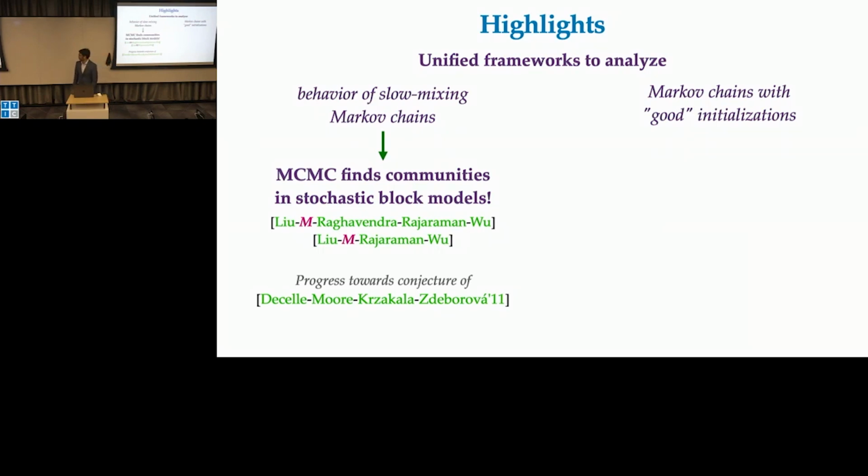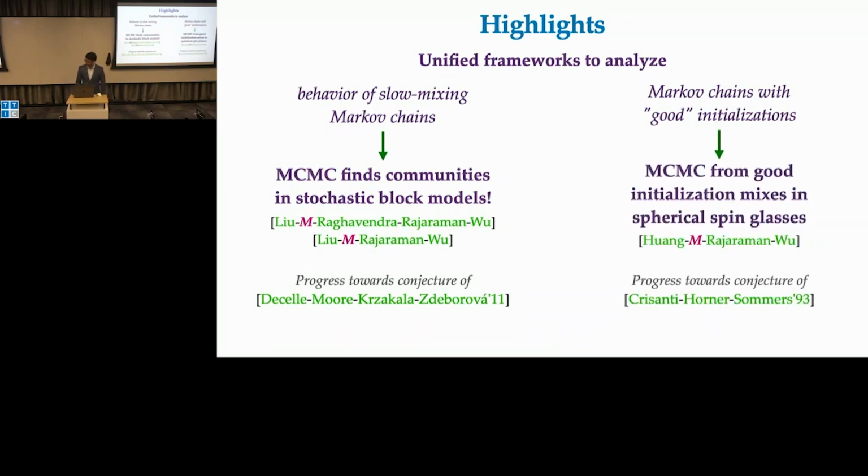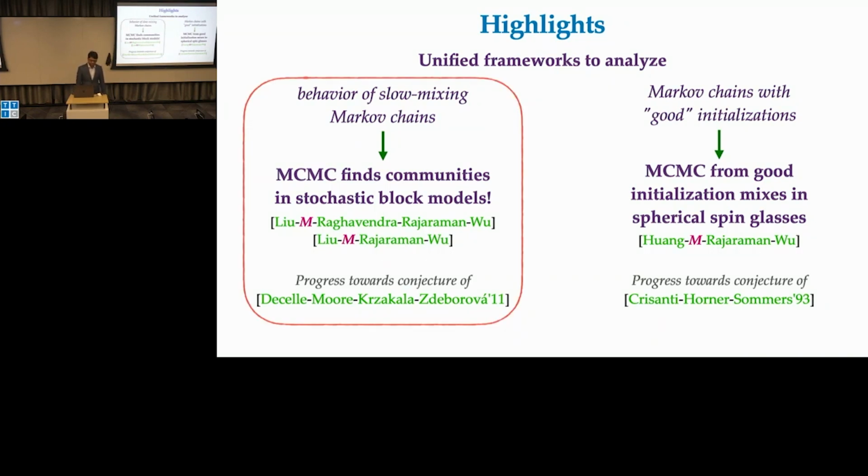And as a yardstick to actually say that these frameworks are doing something interesting, we were able to use the first framework to say something about this Markov chain that I showed you all a few slides ago for recovering communities in the stochastic block model. And in this other work, we were able to make progress on some conjecture made in statistical physics. And I'll first focus on this application of the block model, which is based on joint work with my collaborators Kui Lu, Prasad Raghavendra, Amit Rajaraman, and David Liu.